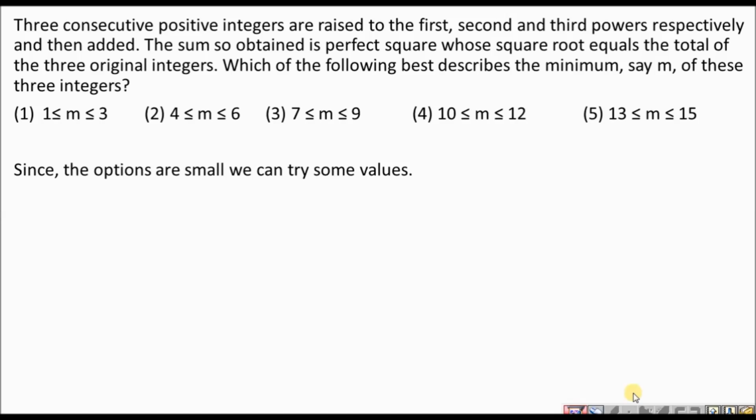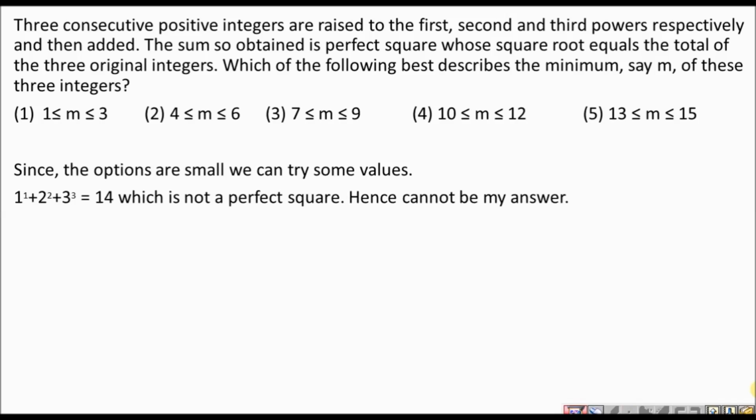Again, here the options are small, so let me try some value. Let me try 1. Since 1 is the smallest number, the 3 numbers will be 1, 2 and 3. So I raise 1 to the power 1, 2 to the power 2 and 3 cubed, which gives me 14, which is not a perfect square. So there itself I can say that 1, 2 and 3 cannot be my answer, or m equals 1 cannot be my answer. I can straight away say that.